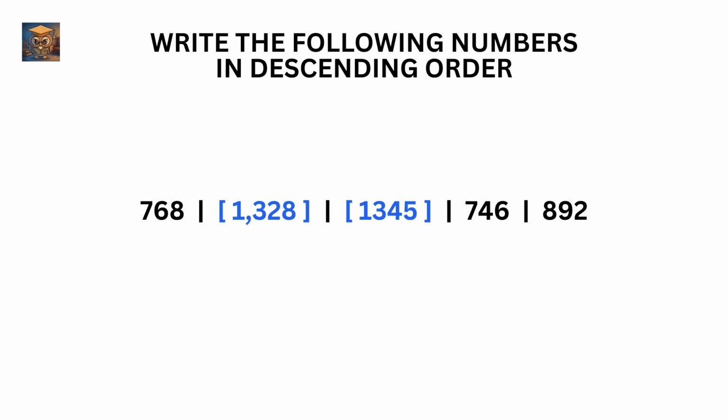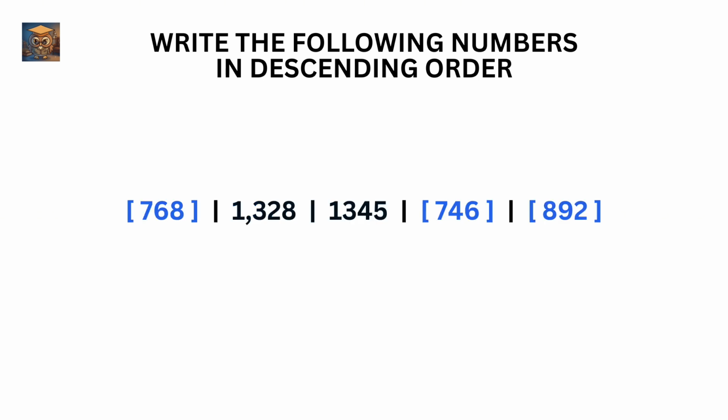to low. Let's first look at how many digits each number has. Two of these are four-digit numbers. Four-digit numbers are always greater than three-digit numbers. So the top two spots belong to 1328 and 1345. These three, 768, 746, and 892, are all three-digit numbers. They will fill spots 3, 4, and 5. But first, let's rank the four-digit numbers.